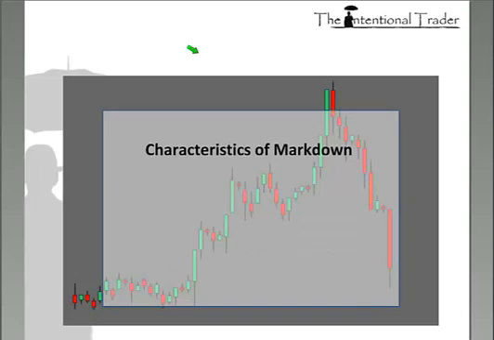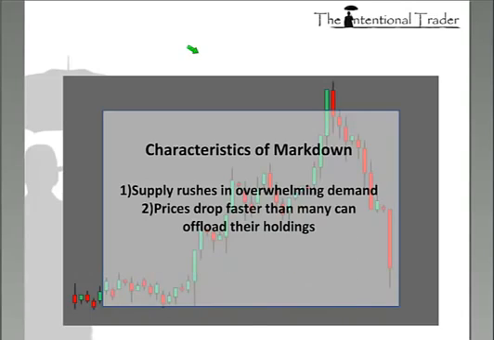And then the final phase. Final phase is the markdown. All right. So they've made their profits on a large portion of the instruments that they hold, or the contracts that they hold, or whatever it is. Now what they're going to do is dump the balance of their holdings on the market. And when they dump it, supply is going to just rush in. Okay? Prices are going to just start dropping like crazy.